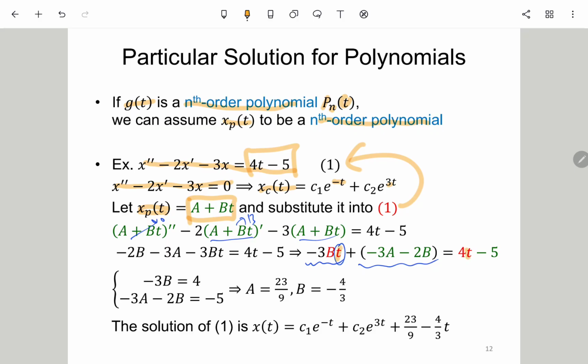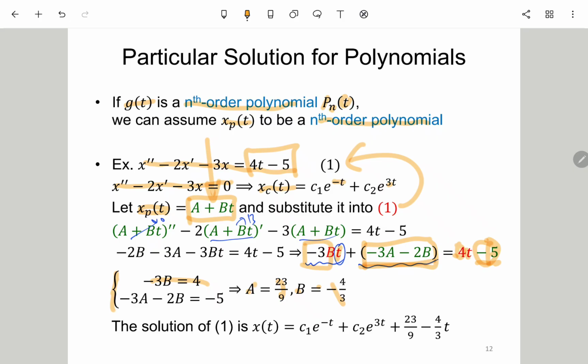Which means that if this equation holds, the first order coefficients should be equal to each other, and the constant coefficients also equal to each other. So negative 3b equals 4, and this bracket equals negative 5. So this is two unknown variables with two equations, so you'll be able to solve it. Actually a is this value, b is this value. So finally, you can plug a and b back to here, and this is the particular solution.